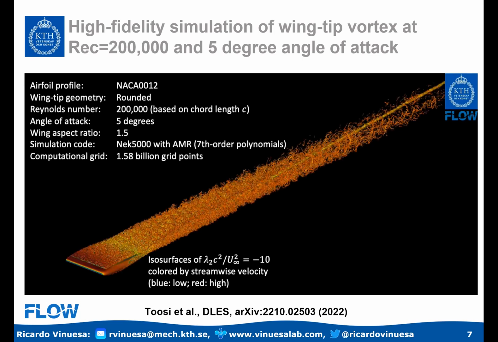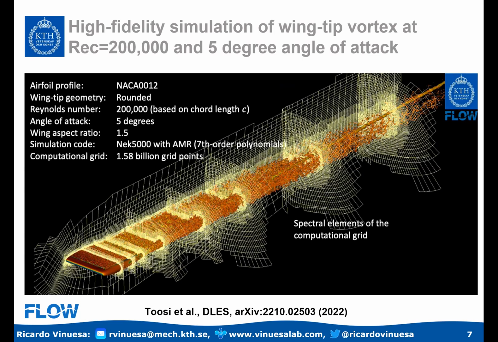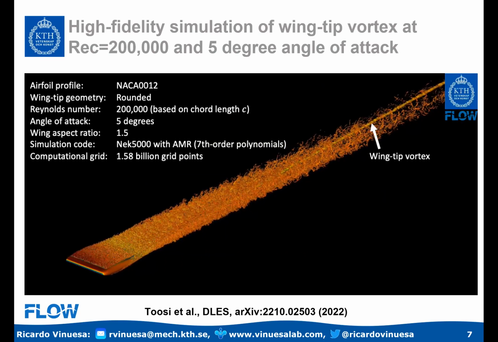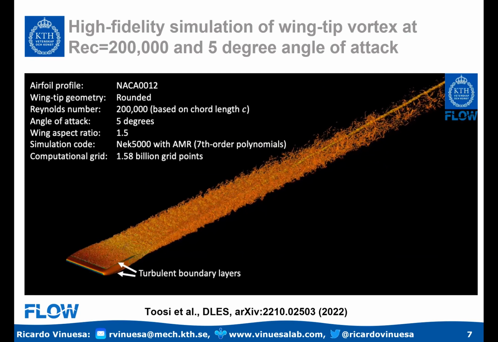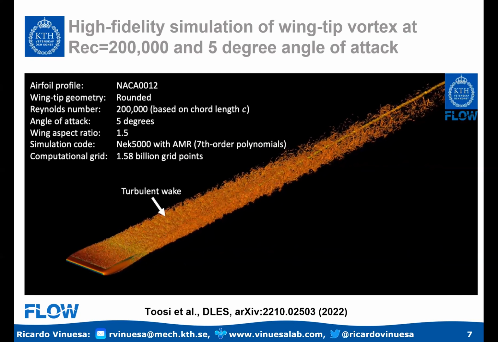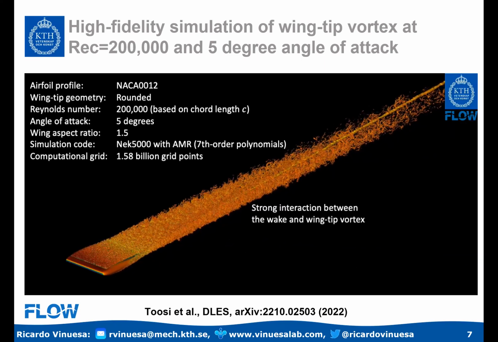So this is a NACA 0012 at 5-degree angle of attack. Because you have an angle of attack, you have the pressure difference that creates the wingtip vortex. And this is an almost DNS resolution, effectively DNS, where you can see the prominent effect of the wingtip vortex, which is a very robust feature on the wake, up to many chords downstream of the wing. And you can actually see also the impact of this wingtip vortex on the wake.